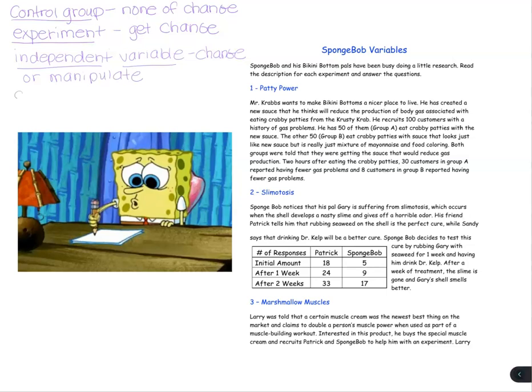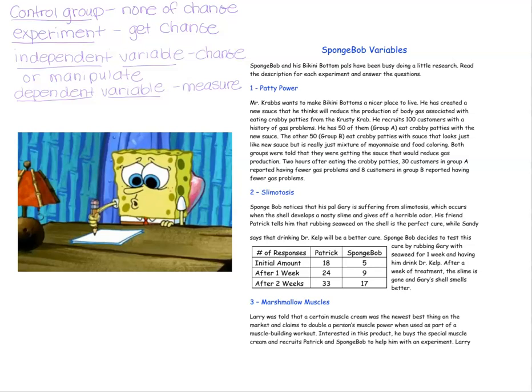The dependent variable is what you're looking for to happen. Did the plants grow better? The same? Did they actually grow less? So the dependent variable is what you're going to measure. What are you expecting to see? If I change the independent variable, what's going to happen? And so what you're looking for is the dependent variable.